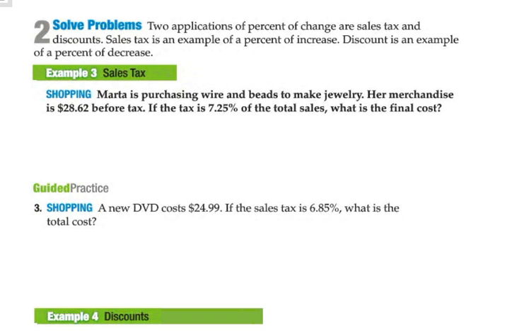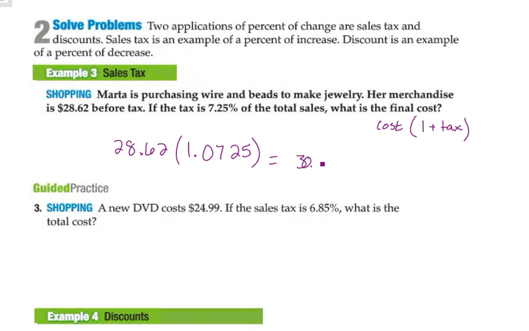So again, we decided that we're going to take the cost and multiply it by 1 plus the tax. So I'm going to take my 28.62 and multiply it by 1 plus that percent of tax. Well, again, moving that over 2 decimal places, that's what I'm going to multiply by. So 28.62 times 1.0725 gives me a grand total of $30.69.